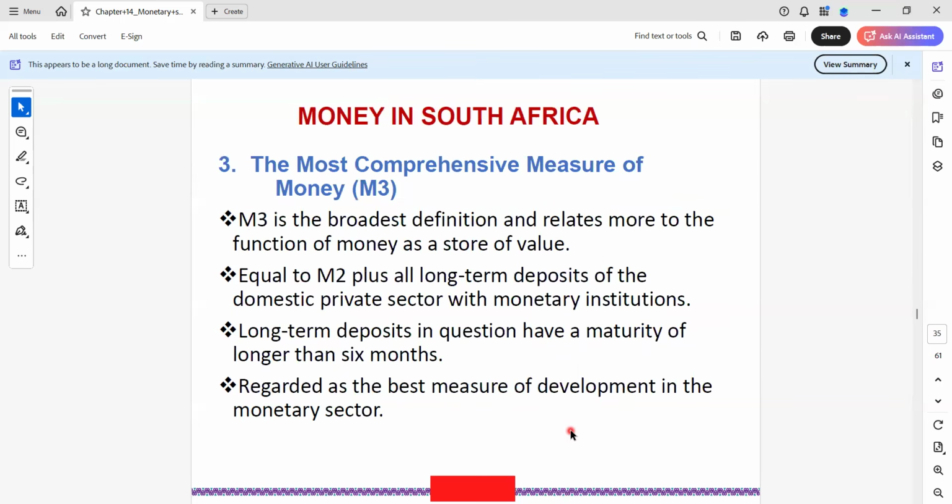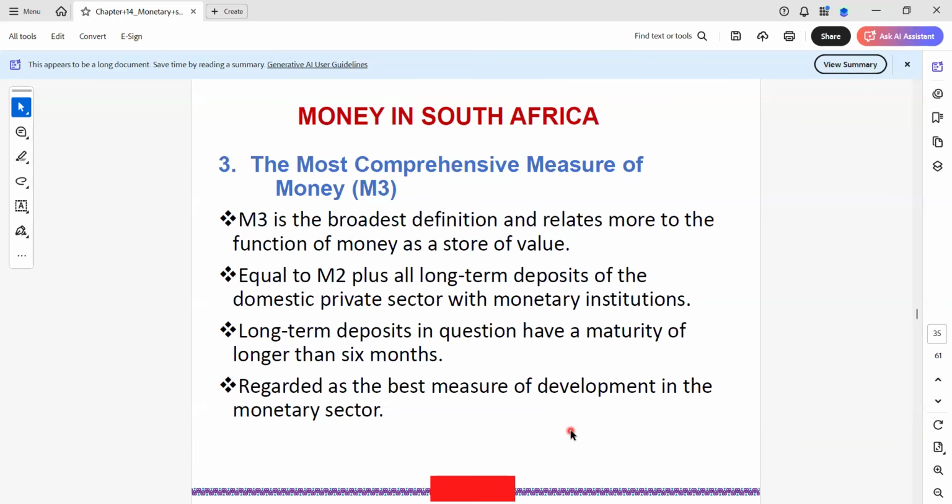Then you also have the most comprehensive measure of money in South Africa. And this one is regarded as the best measure simply because it adds together all the monies, right? It groups together M1, M2, and then plus long-term deposits. Remember, M1 consists of the what? The coins, the notes, and the demand deposits, right? And M2 is M1 plus what? Plus the cost money, right? Which is short-term deposits and medium-term.